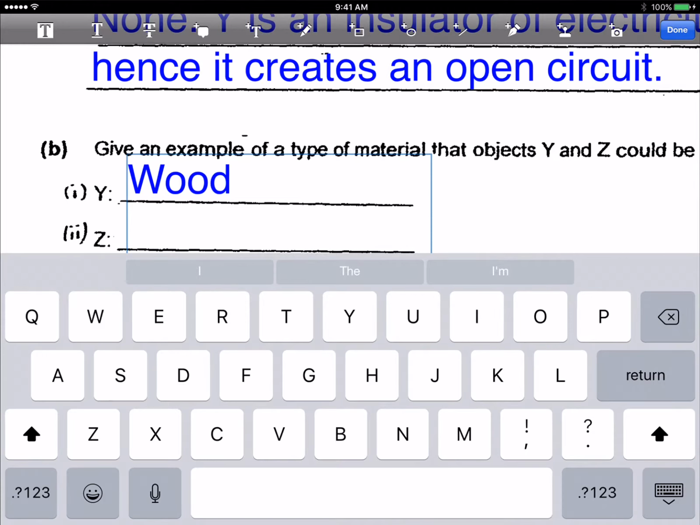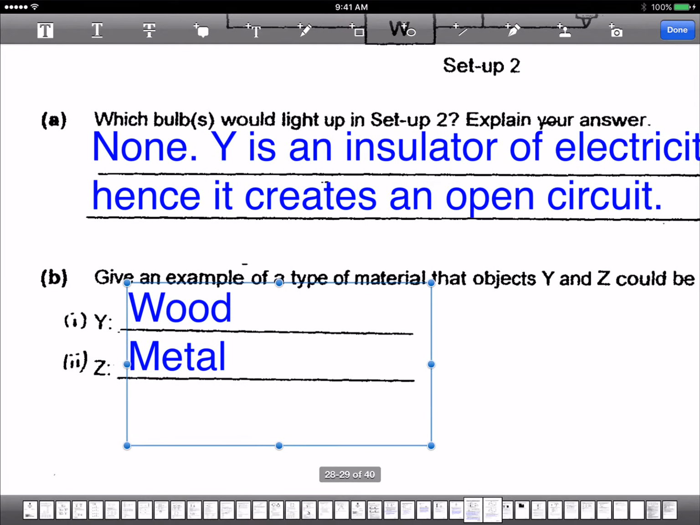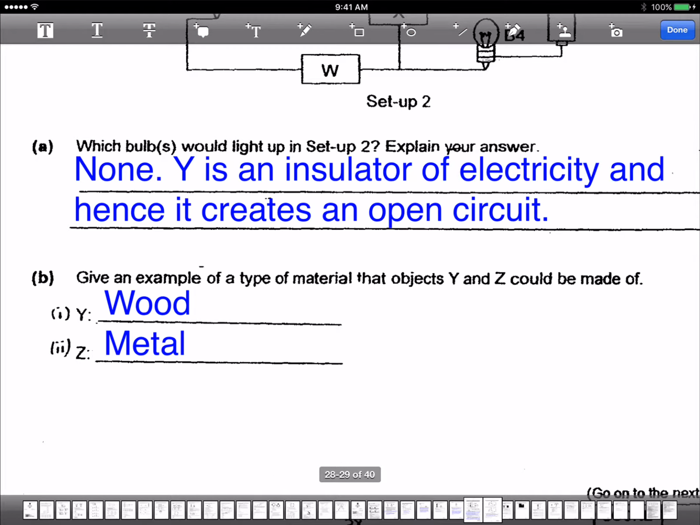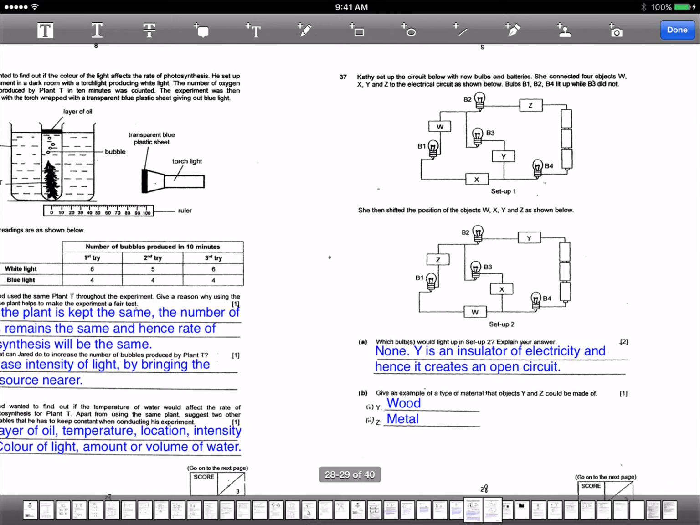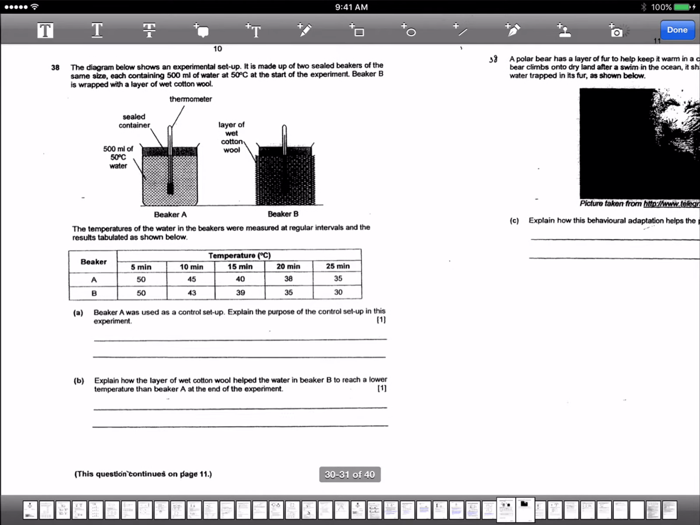Okay, what about Z? Cobalt. Cobalt, okay, can. Metal. I'll just say metal. Okay, so wood and metal. So we go on break then you come back and do some. No, I do one more. We do two more until finish 38.